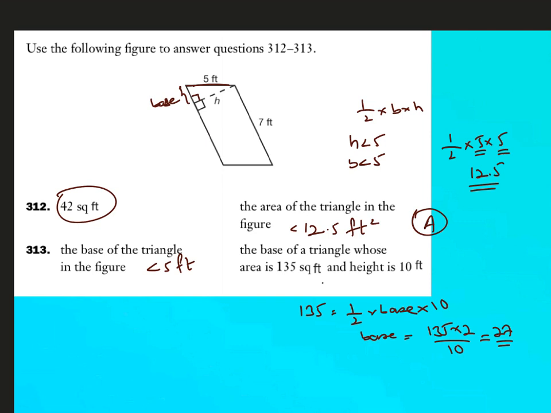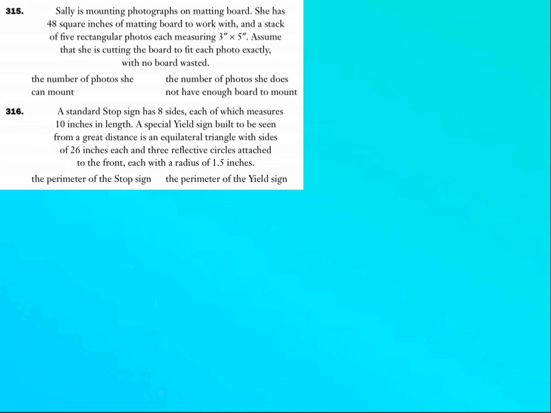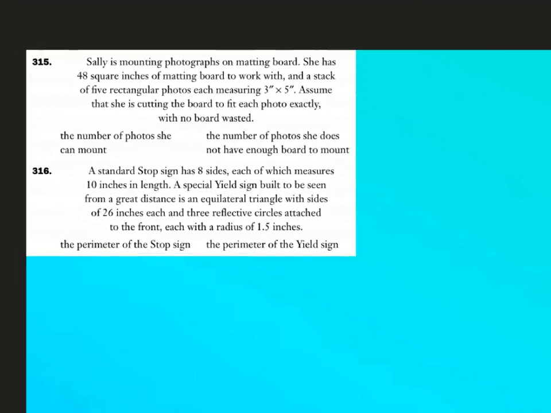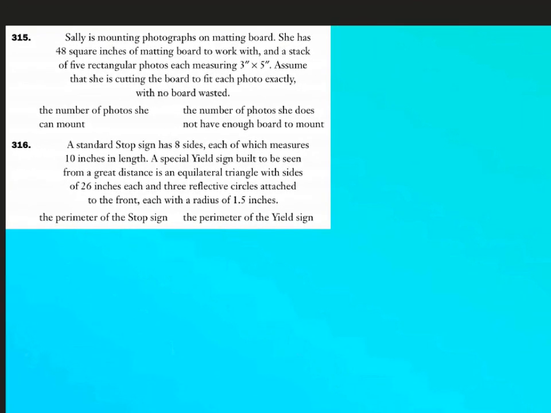Now you're comparing 27 feet to something which is less than 5 feet. Clearly it's B. Now 315. Sally is mounting photographs on matting board.